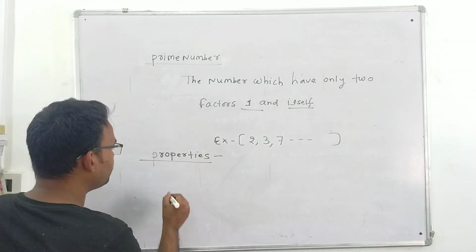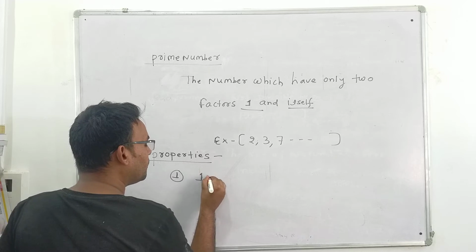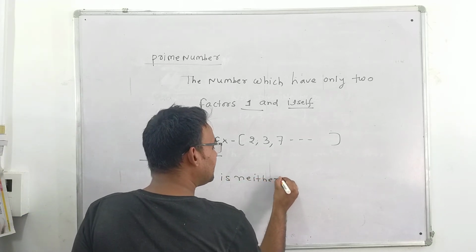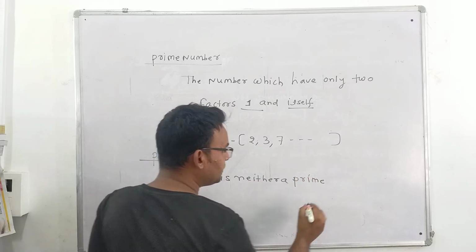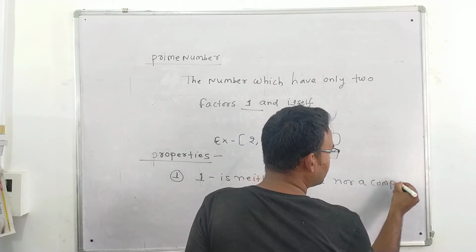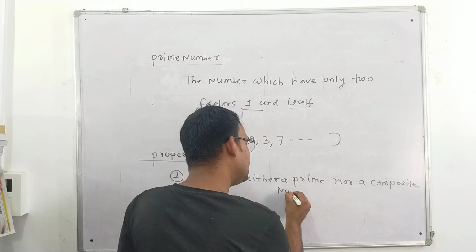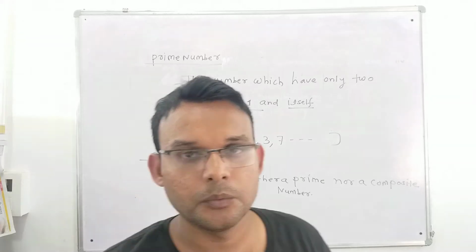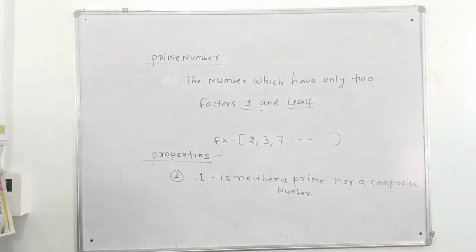First property: 1 is neither a prime nor a composite number.